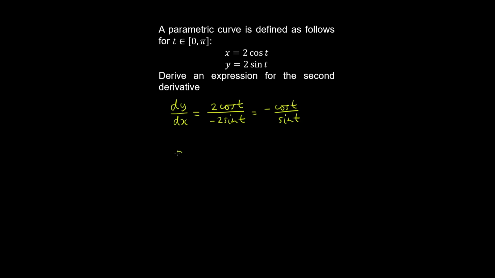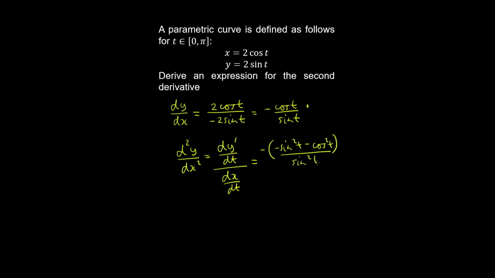And following a similar trend using the chain rule, the second derivative is dy dash dt on dx dt. So using the quotient rule, we have minus sine squared t minus cosine squared t over sine squared t. And then dividing through by dx dt, which is minus 2 sine t, that's going to give you minus a half cosec cubed t.